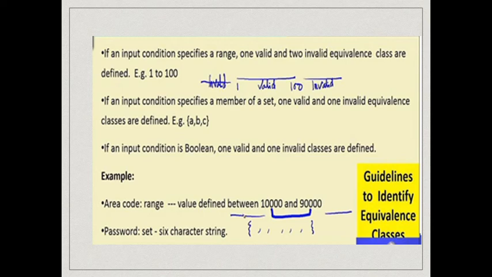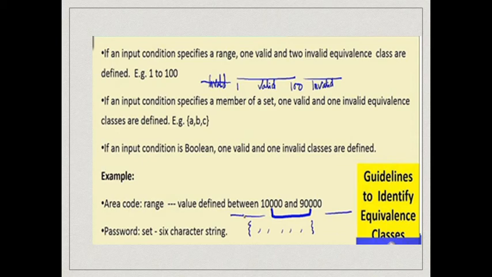If the input is a set of data, like let's say A, B, C, these are all valid data, and the system will respond to this. But then we have invalid data which are not part of this set. Anything that is not part of this set is an invalid equivalence class. So for a set of data we have two equivalence classes, one valid and one invalid. Valid belongs to the set and invalid is anything other than that. If the input condition is boolean, again we have one valid and one invalid. We give a boolean value or do not give a boolean value.